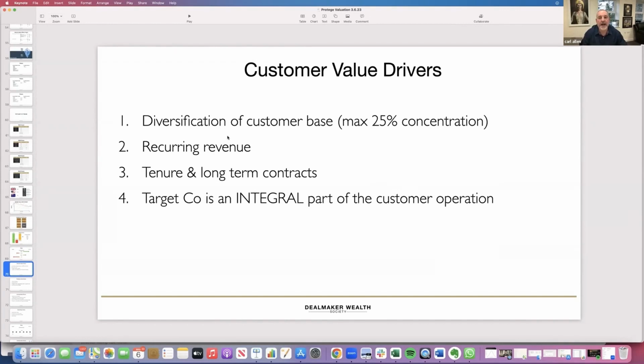And I like a business where that target co is an integral part of the customer's operation, so that the customer can't just swap and change and go to somebody else. We're baked into a supply chain, or we're baked into a process, or we're really important to the way our customers do business. We're more partners than customer and supplier.